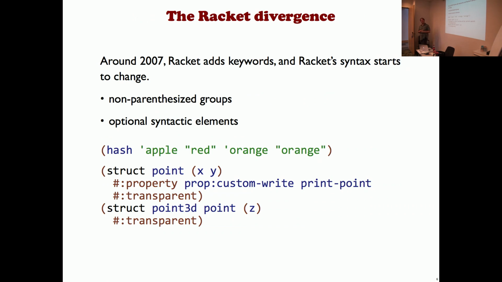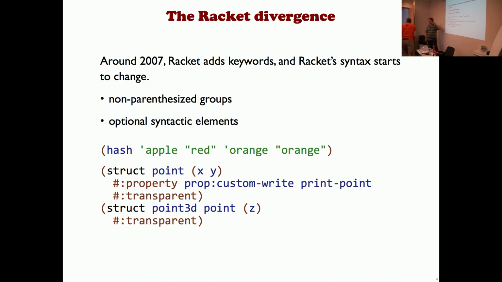But around 2007, Racket kicks off this divergence where we add keywords. We have a more keywordy kind of syntax. We start getting non-parenthesized grouping syntaxes. We get optional syntactic elements, and macro by example isn't really so good at handling this.